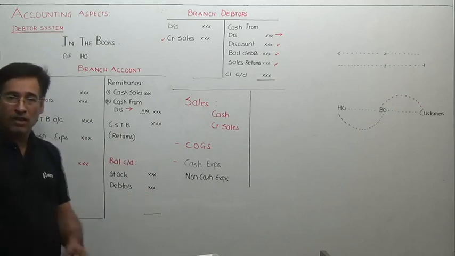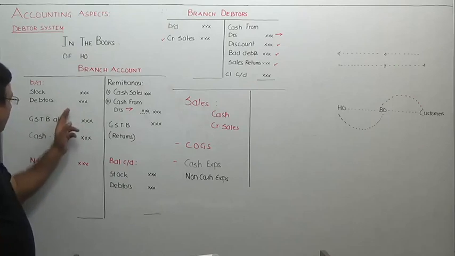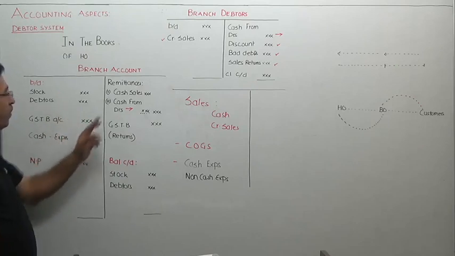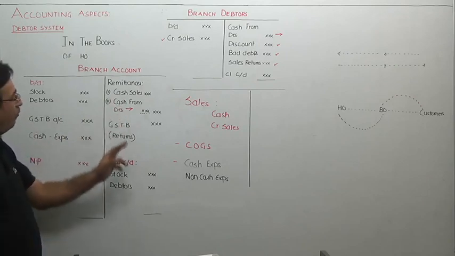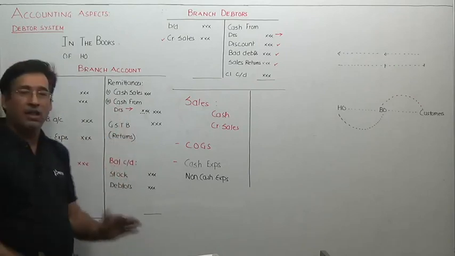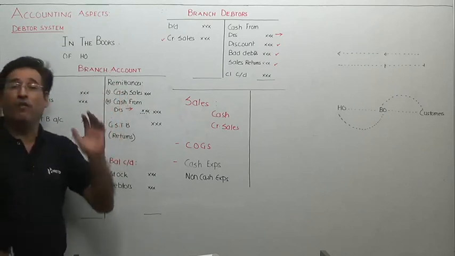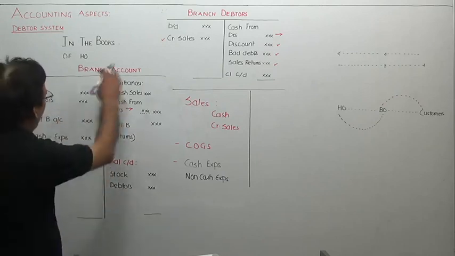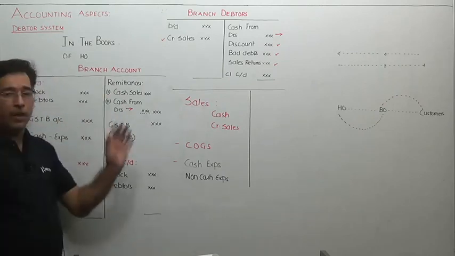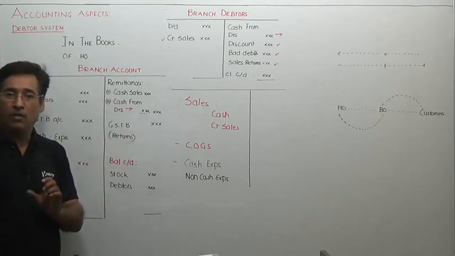My question is this. I am going to read the items for you. Stock, debtors, goods sent to branch, cash expenses, cash sales. It is not credit sales. It is cash from debtors, goods sent to branch returns and these accounts. So obviously some of you might say yes and some of you might say no. Logically this account is not showing credit sales because I have not written credit sales anywhere in this particular account.